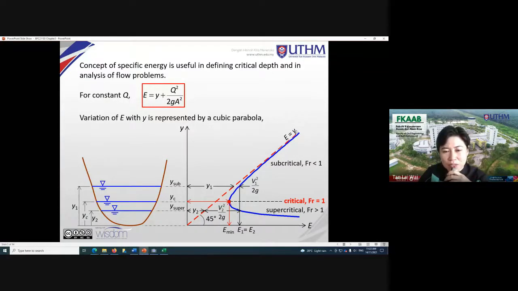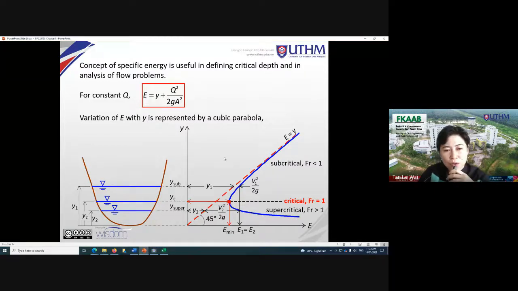But the most important thing here is I want to inform you about E. What is the importance of having this E equals to Y? Now look at here. What does it show when E equals to Y? It shows that this is 0. That means you don't have flow. That means you don't have Q.